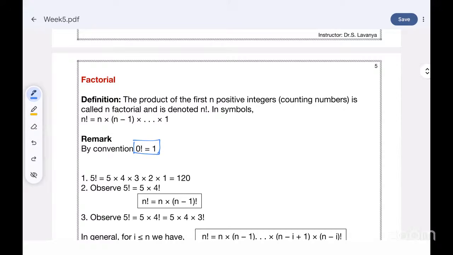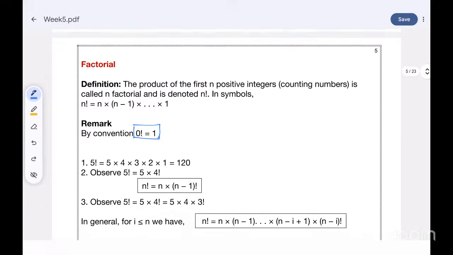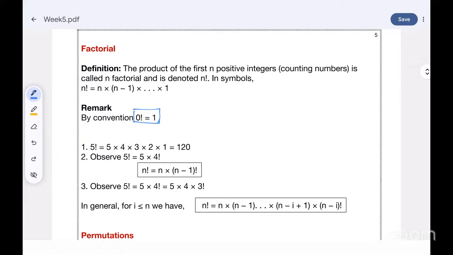So this formula is applicable for any n in general. N factorial is n into n minus 1 factorial. And this we can keep on applying repeatedly. So when you do the repeated application of the same concept, you have this general formula. N factorial is n into n minus 1 into so on, and you have n minus i plus 1, and then last n minus i factorial. Okay. So this is just an extension of the formula you observe in 2.